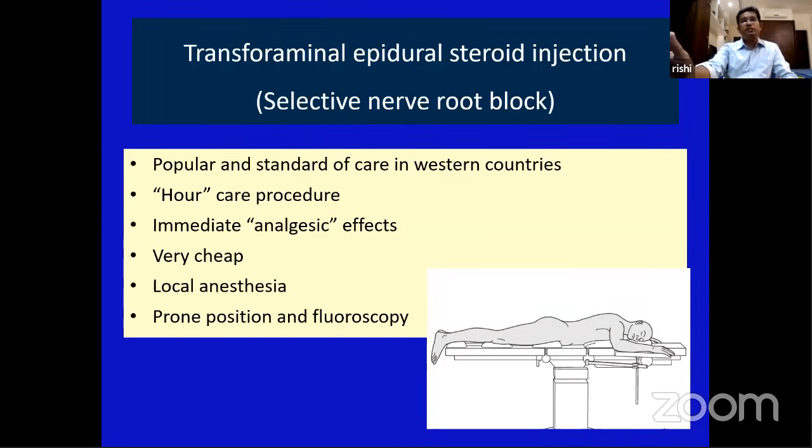So this selective nerve block is a popular and standard of care for patients with acute disc herniation in the Western countries. It's considered as our care procedure. Patient has the injection now and within an hour can go back home on his own.